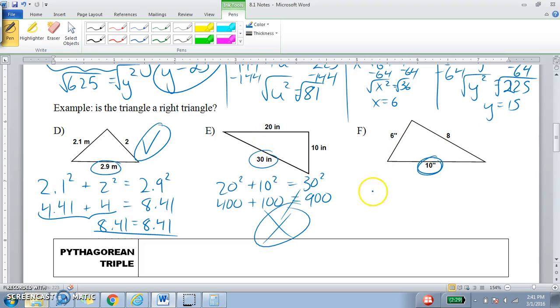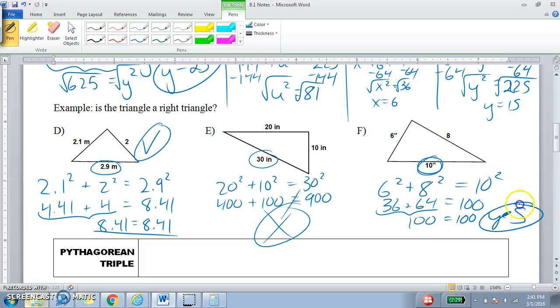This one, 10 has to be the hypotenuse, so if this is a right triangle, 6 squared plus 8 squared has to give me 10 squared. 6 squared is 36, 8 squared is 64, 10 squared is 100. 36 plus 64 does give me 100, so yes, this is a right triangle.